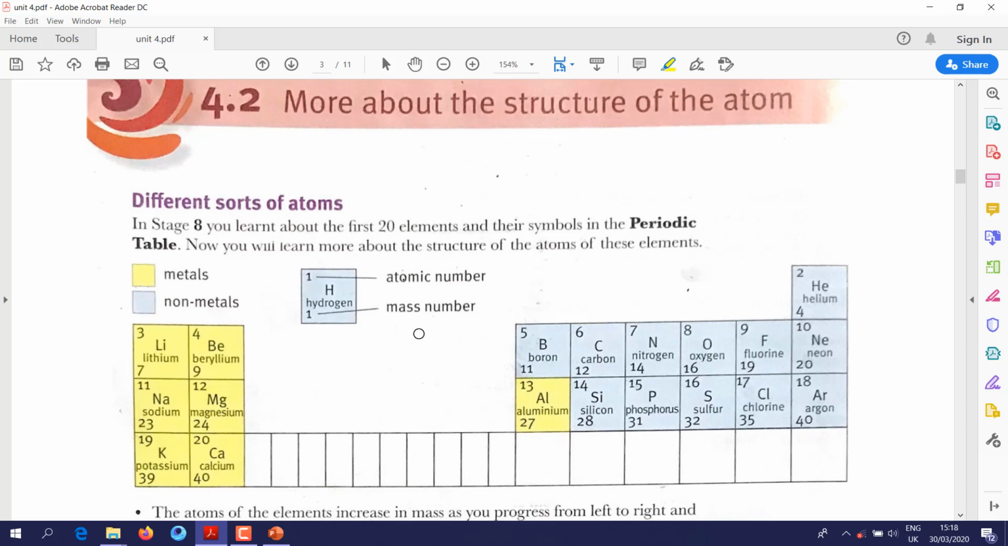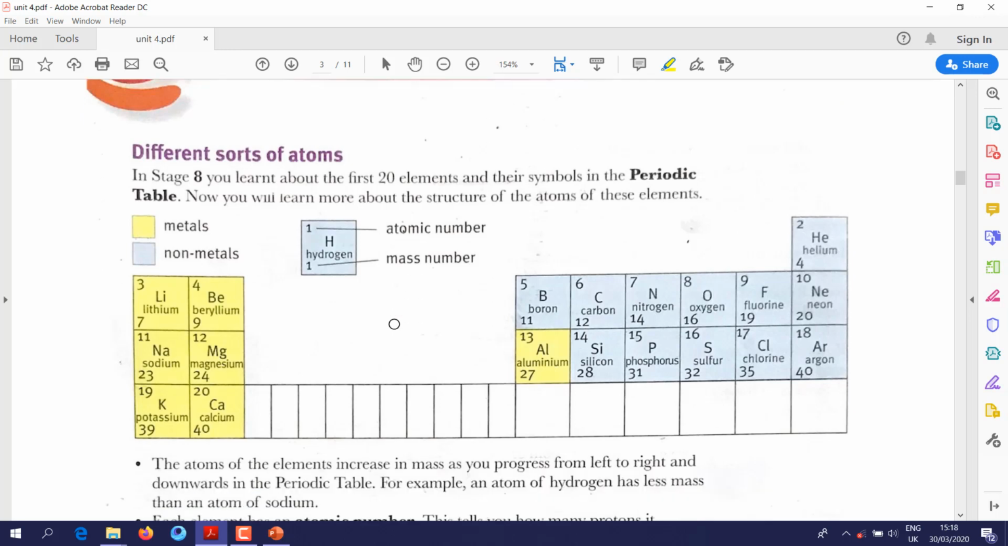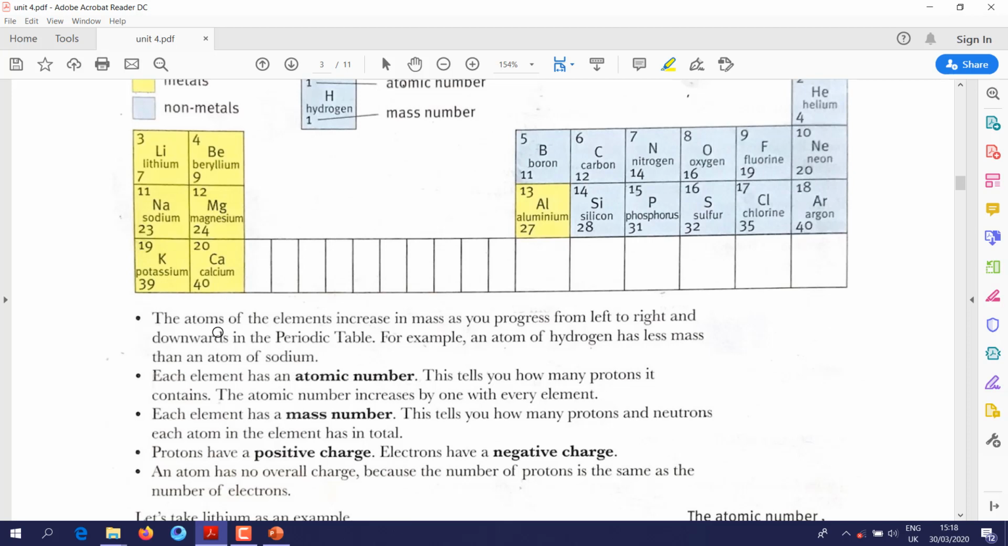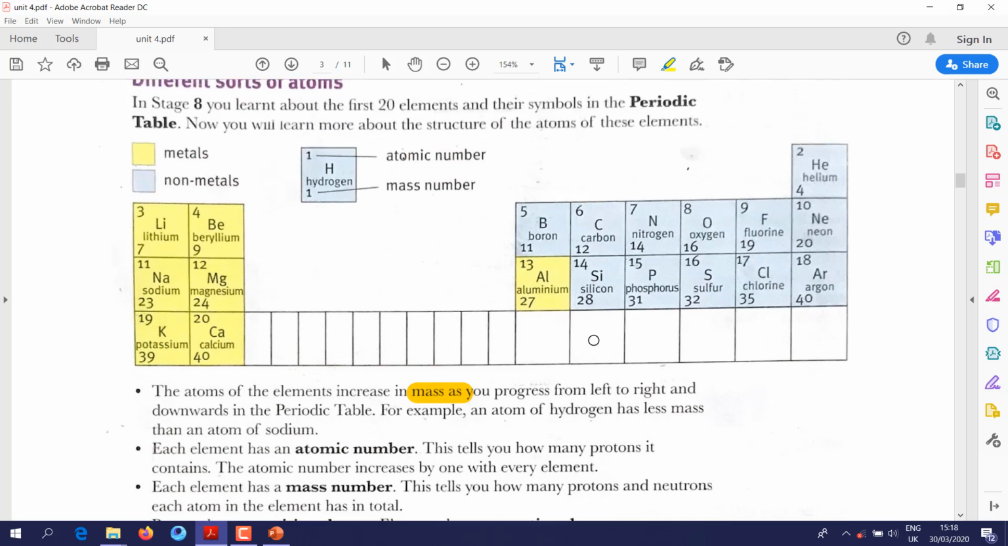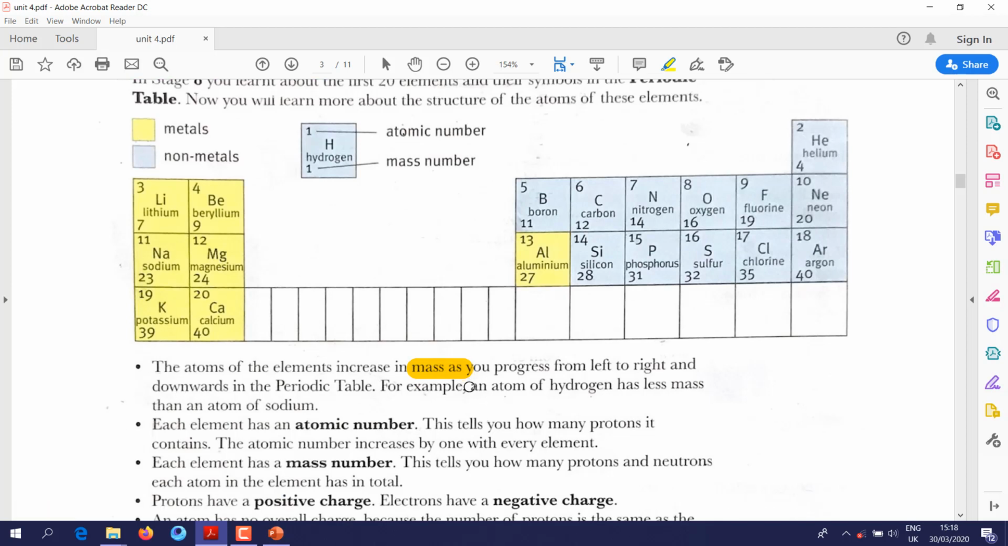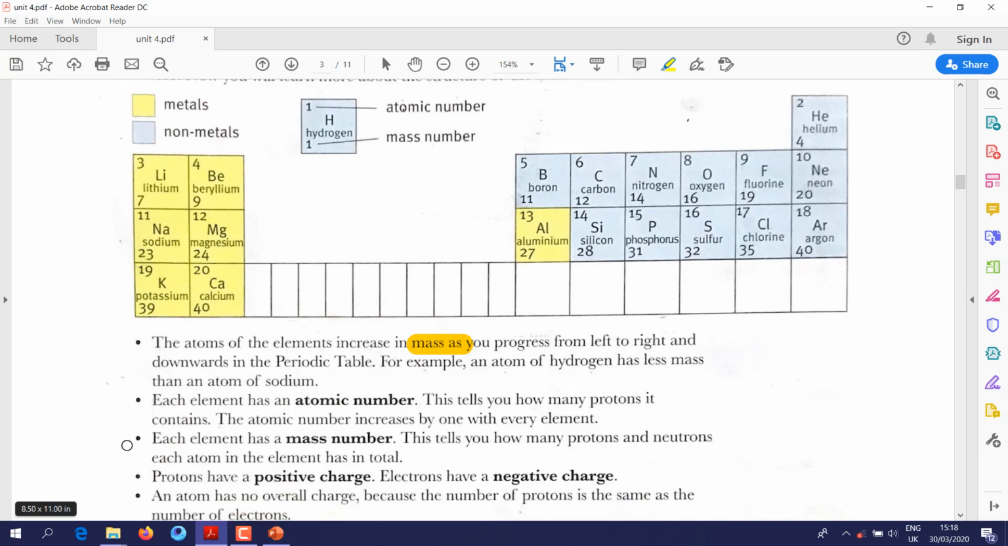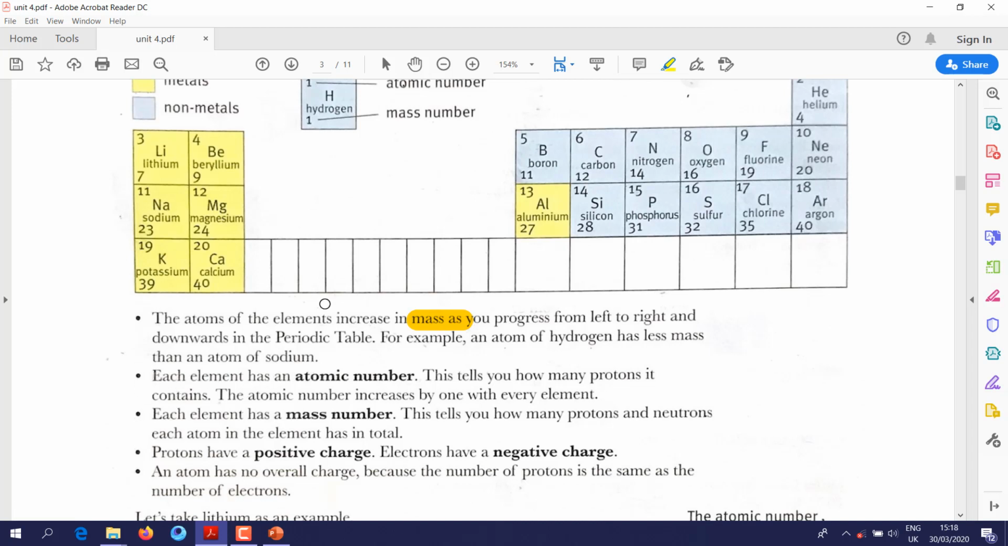What do you mean by atomic number? It's the number of protons that this element has in its atom. The atoms of the elements increase in mass as you progress from left to right. If you start from here, on the left, going to the right, you will see the increase in their mass. One more thing, each element has an atomic number.